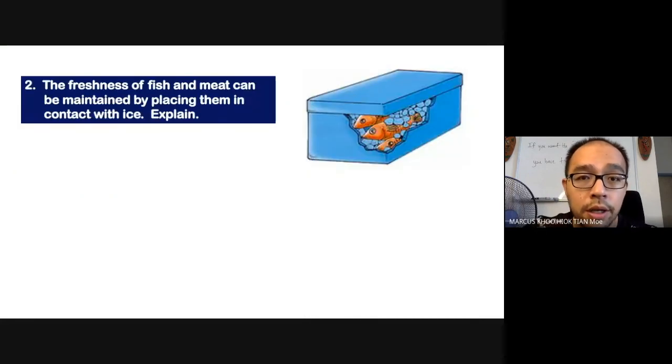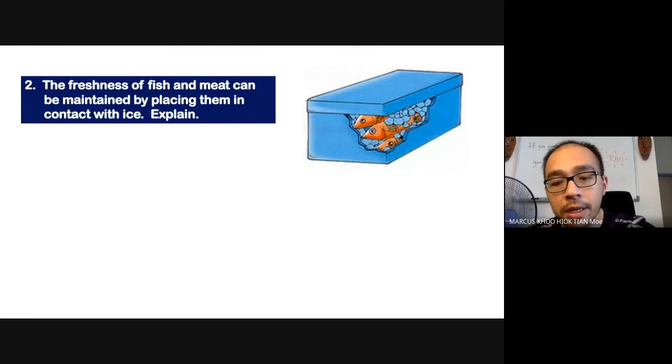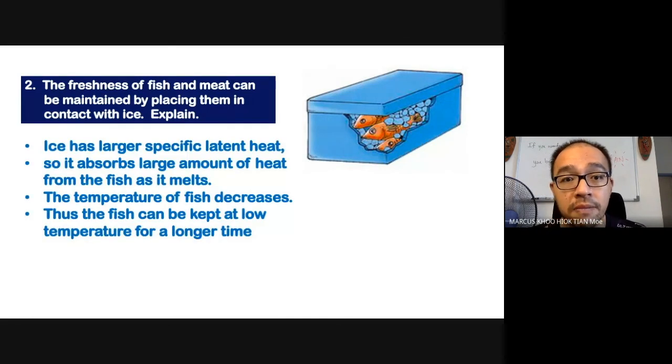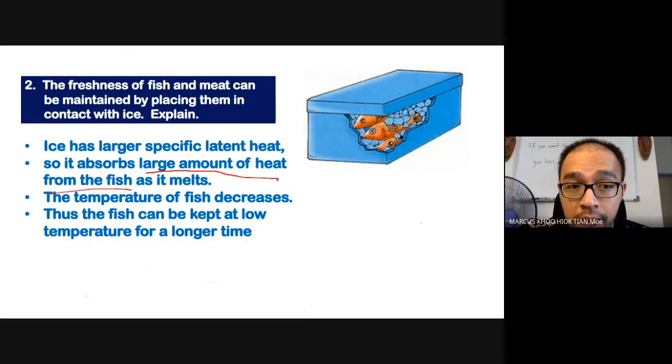Okay, number 2, freshness of the fish and meat can be maintained by placing them in contact with the ice. This is very normal. Let's say if you go fishing and you want to keep the fish fresher for longer, you put them in ice. You don't put them in water. Why? Because ice has a larger specific latent heat. When ice has a larger specific latent heat, it will absorb a large amount of heat from the fish as it melts. No matter what, the ice is going to melt.